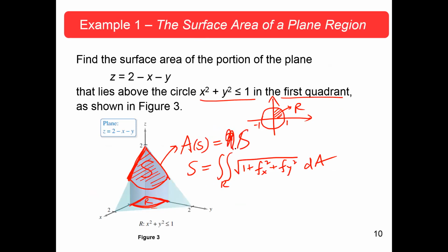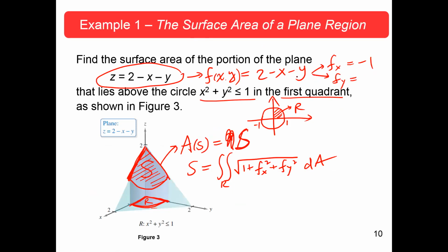We can write the area of S. The z equals 2 minus x minus y is our f of x, y. So the function is 2 minus x minus y, and with this function it should be pretty easy to find partial x and partial y. Partial x would be negative 1, and partial y would be negative 1. These two happen to be constants, so it should be easy for us to evaluate this double integral.